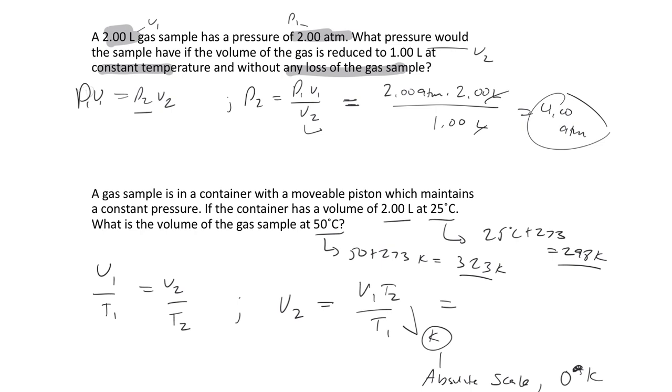So we take the 2 liter gas sample times our new temperature, 323 Kelvin. Of course, we're increasing the temperature, so we're expecting the volume to expand. It's good if we have an idea of what the volume is supposed to be, because it's really easy to flip our temperatures here. But we're going to get expansion because we're increasing the temperature.